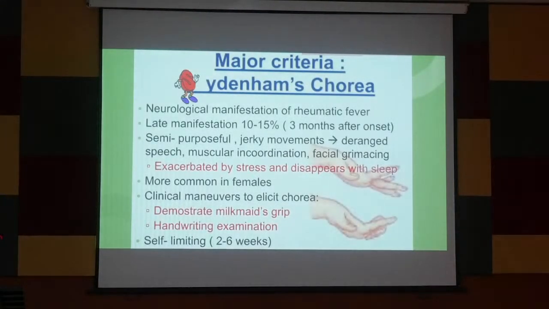Another major criterion is Sydenham chorea: involuntary jerky movements of the extremities due to involvement of the brain. It is exacerbated by stress and disappears with sleep. Okay, milkmaid's grip and handwriting examination are two important bedside methods to diagnose Sydenham chorea. It is self-limiting, and may come with symptoms like disturbed speech, blurring of speech, disorientation, etc.